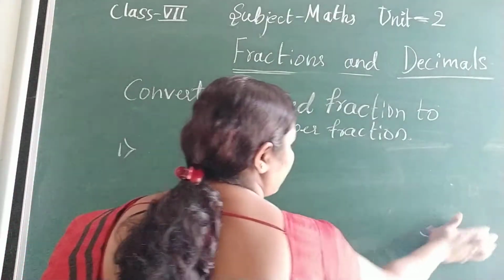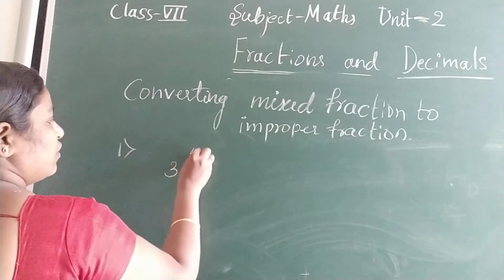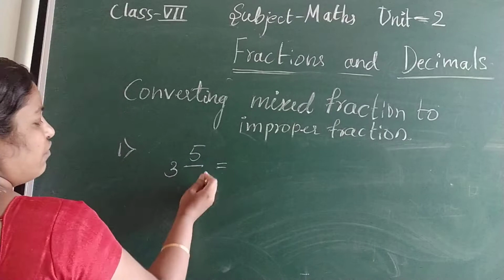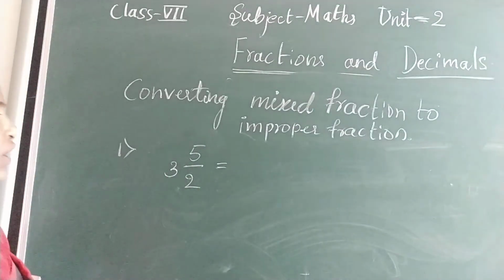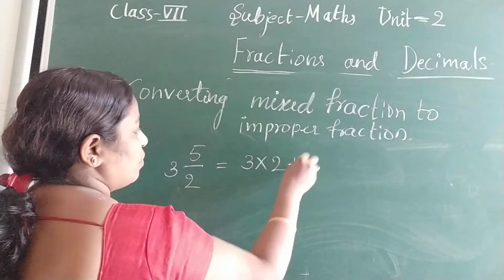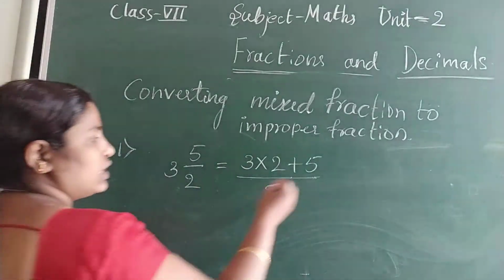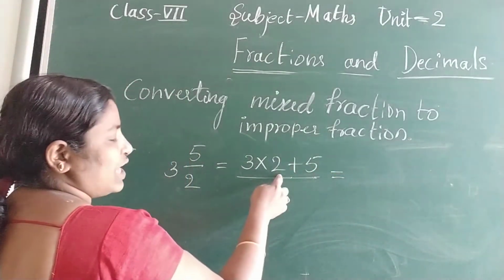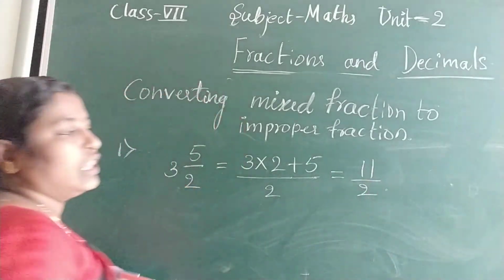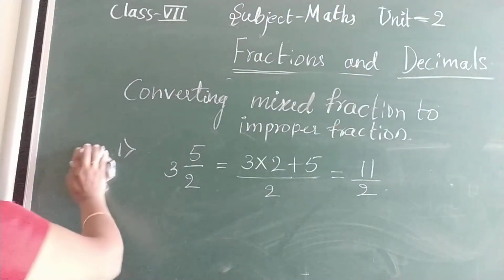I will take one more example, 3 and 5 by 2. Convert to improper: 3 into 2 plus 5, divided by 2, the denominator as it is. 3 twos are 6, 6 plus 5, 11 by 2. Like this we will convert the mixed fraction into improper.